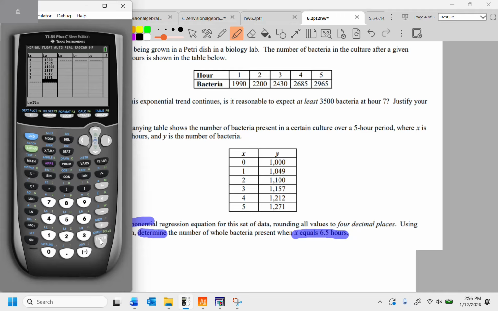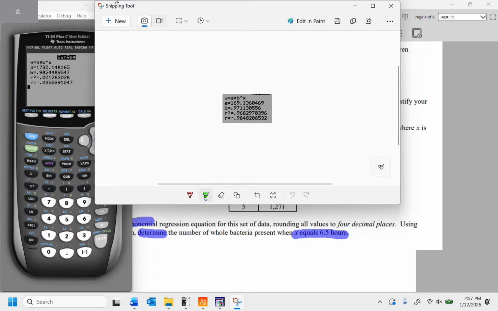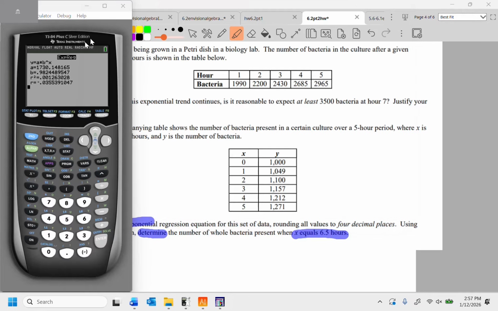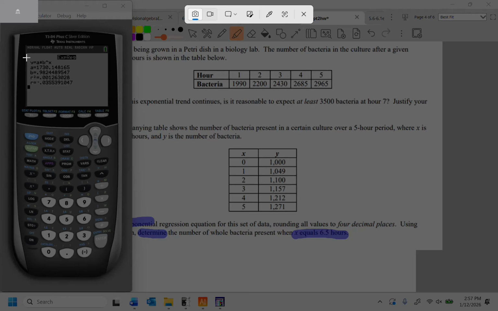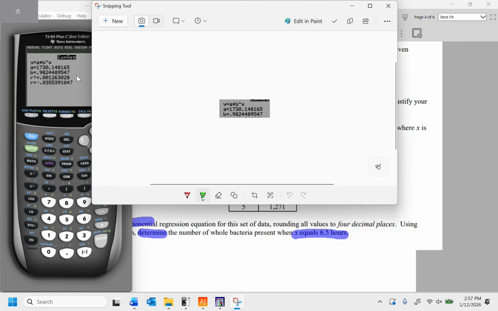So anyways, I've pushed the buttons here. I'm going to scroll to stat, calc, exponential regression again. It's choice 0. Roll on down to calculate. Press that magic enter key again. I'm tired. Again, don't be concerned about the R value, which looks horrible actually. Looks atrocious.